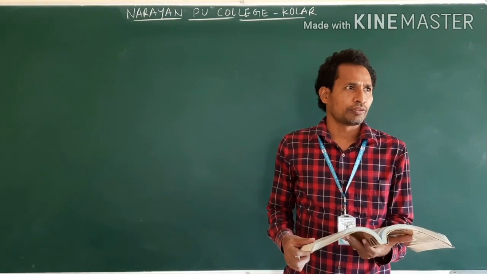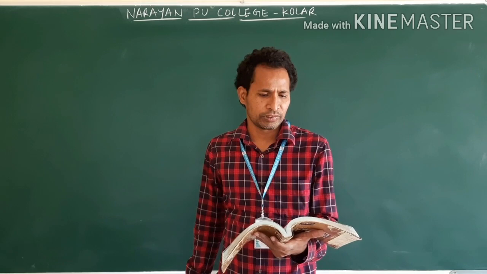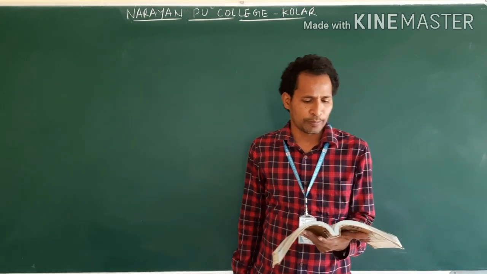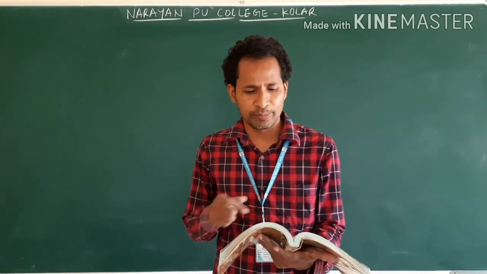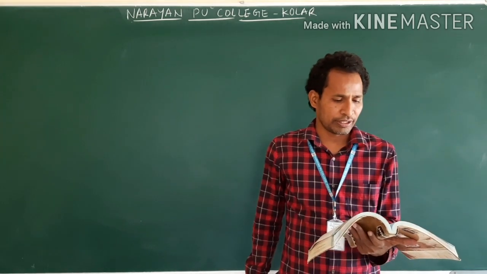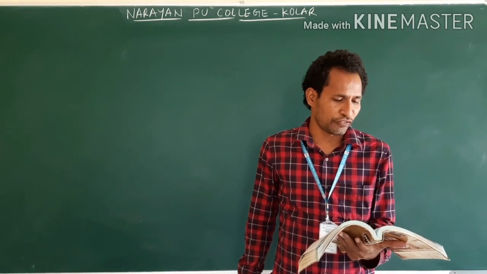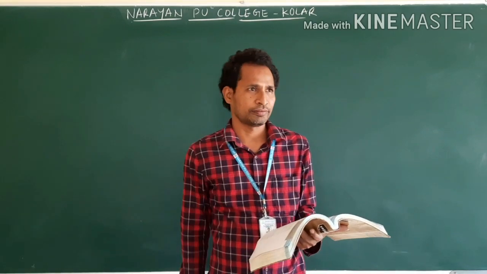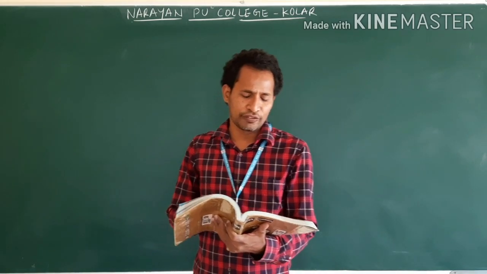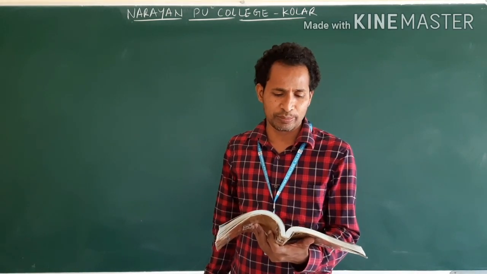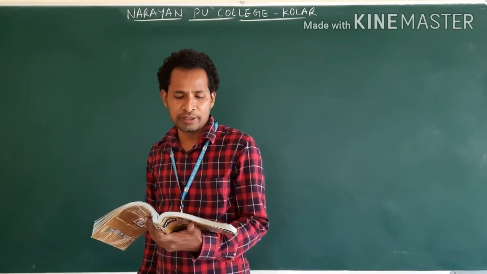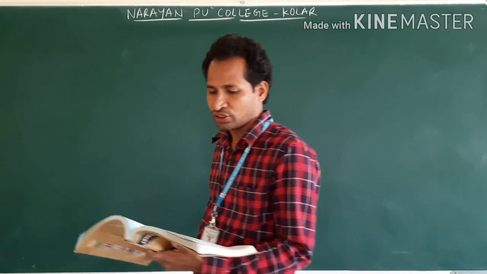Now we will try to solve one problem. Exercise problem 4.9. A solenoid of length 0.5 meter has a radius of 1 centimeter and is made up of 500 turns. It carries a current of 5 ampere. What is the magnitude of the magnetic field inside the solenoid?